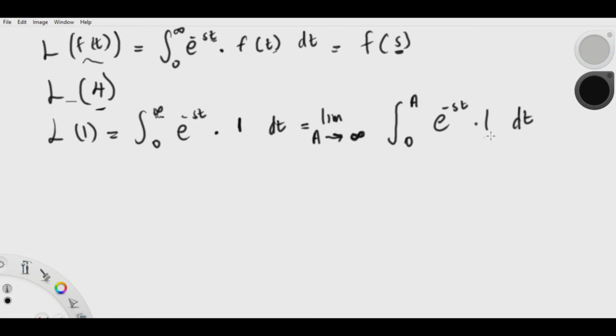Now, before I do anything, you don't have to write this part over and over again, but I will just for the sake of it. So the limit is going all the way to infinity of the integral from 0 to a.